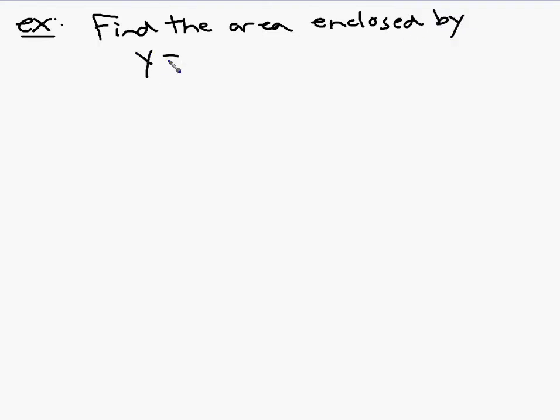Let's find the area enclosed by y equals 2 minus x squared and y equals negative x. Now, that's all we're given. So we have to know some things about these graphs. Fortunately, these two are old friends of ours.